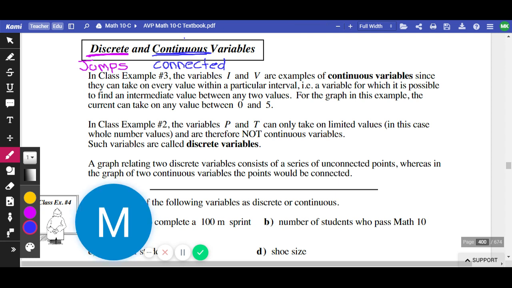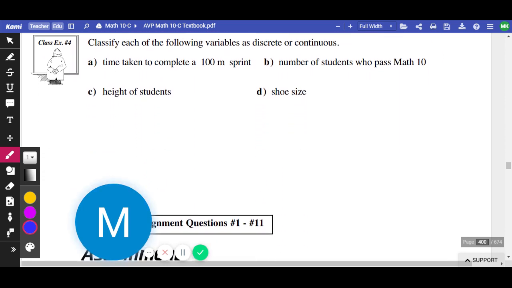We're going to do a bunch of different examples of discrete versus continuous. You will get tested on stuff like this, of do you know what discrete and continuous is? So for instance, classify each of the following variables as discrete or continuous. We'll start with the time taken to complete a 100-meter sprint.